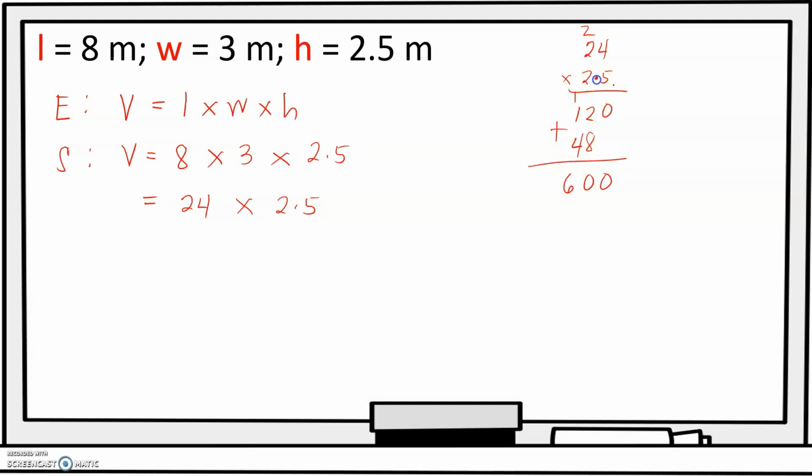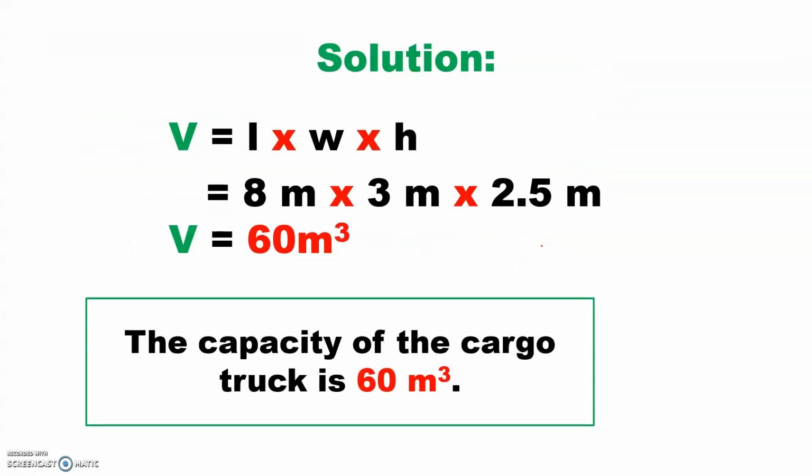Now, looking at our factors, we have here 1 decimal place. So in our final answer or in our product, we should also have 1 decimal place. Therefore, 24 times 2.5 is equal to 60. And the unit that we will use is cubic meters, since the dimensions of the rectangular prism or the cargo truck are in meters. So the volume is equal to 60 cubic meters. Again, the capacity of the cargo truck is 60 cubic meters.